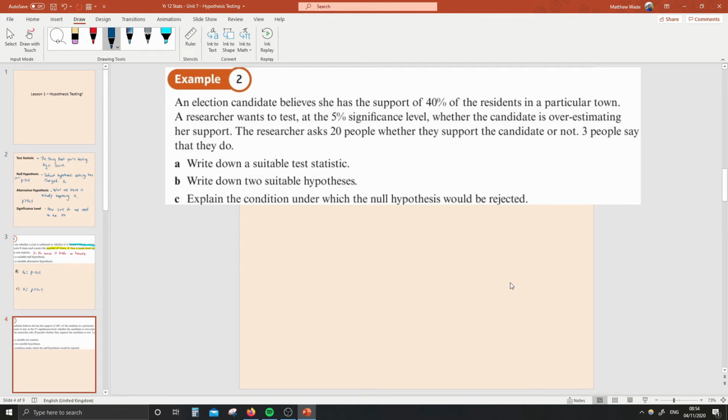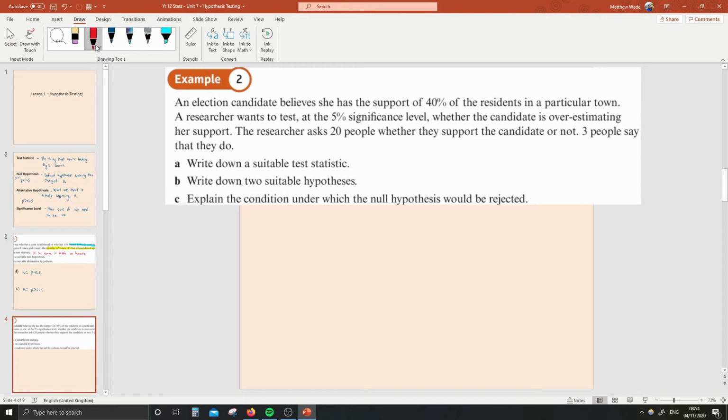Okay, and now that you've unpaused, let's have a look. It says an election candidate, oh, it's so timely this. An election candidate believes that she has the support of 40% of the residents in her particular town. A researcher wants to test at the 5% significance level, so there's a new term, whether the candidate is overestimating her support. The researcher asked 20 people whether they support the candidate or not, and 3 people say that they do. Write down a suitable test statistic.